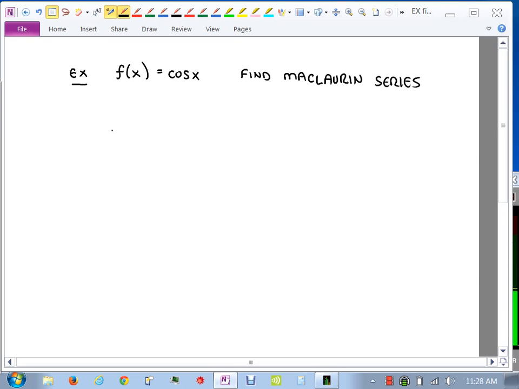So the formula is this. f of x equals the sum from n equals 0 to infinity of the nth derivative of f at 0 over n factorial, x to the n. So x minus a, but a is 0. So that is the Maclaurin series for any function. What I need to know are all those derivatives. So let's start taking derivatives, all right?